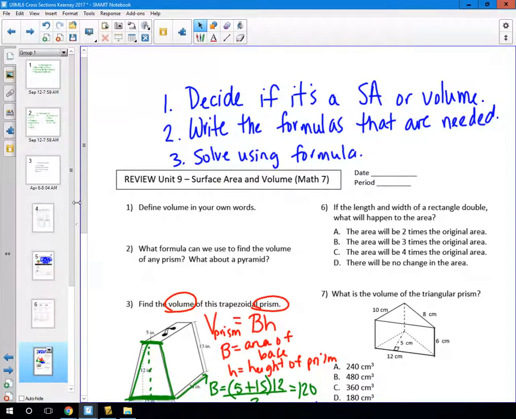All right, guys. So if you are finished before it's time to rotate, you can use this time now to work on your study guide. And we're going to do some cross sections when you come up to my station.